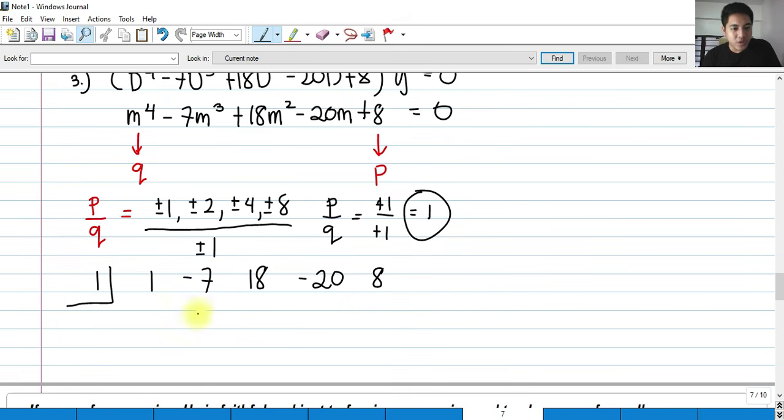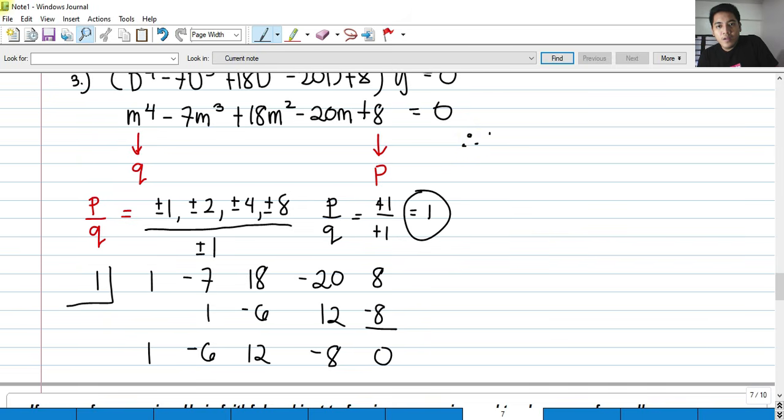Perform synthetic division. Bring down 1. 1 times 1 would be 1. Negative 7 plus 1 would be negative 6. Negative 6 times 1 would be negative 6. So 18 minus 6 would be 12. 12 times 1 would be 12. Add this to negative 20, we have negative 8. Negative 8 times 1 would be negative 8. And negative 8 plus 8 would be 0.